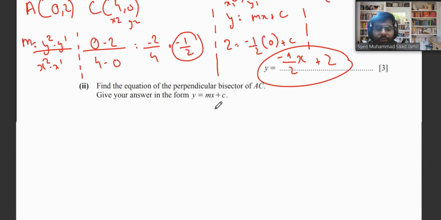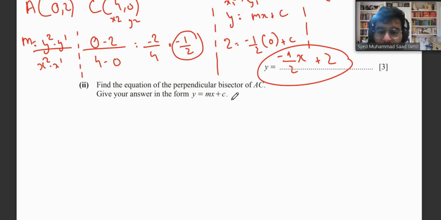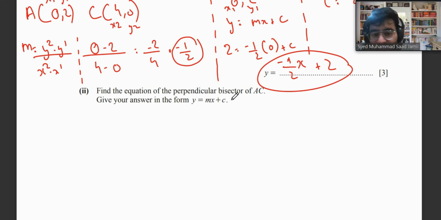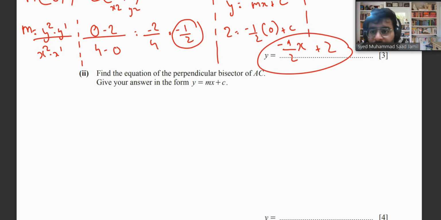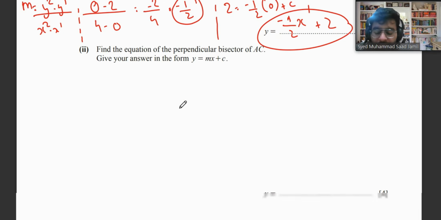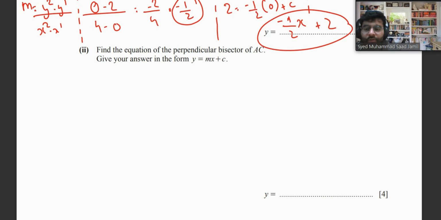Okay. Next question says find the equation of the perpendicular bisector of AC. How many marks? 4 marks. So look, whenever you have a question like this, perpendicular bisector, what does it mean? Look, AC is this line, and there is a line in the middle that is coming. So first of all, again, let's write down the coordinates of A.